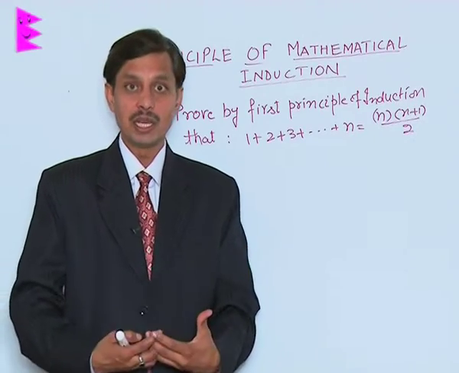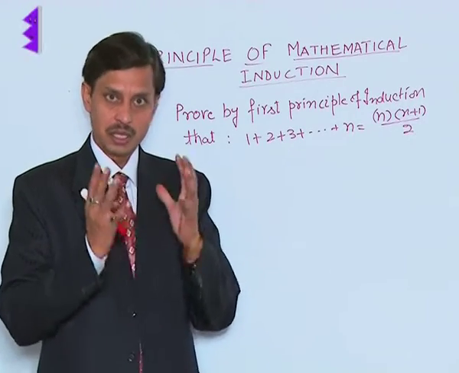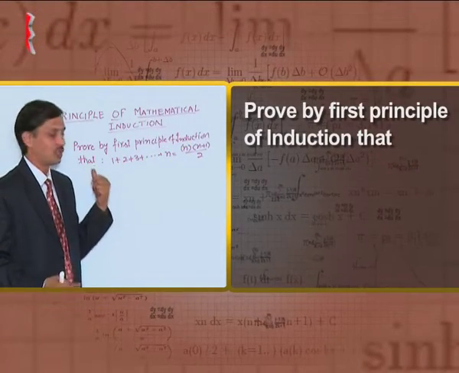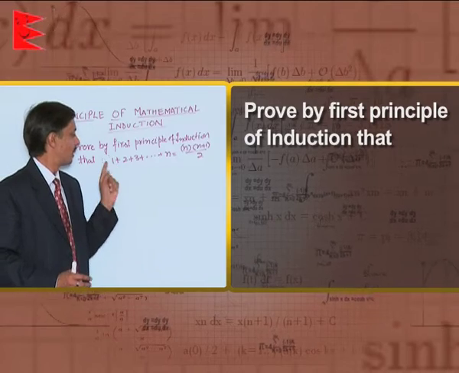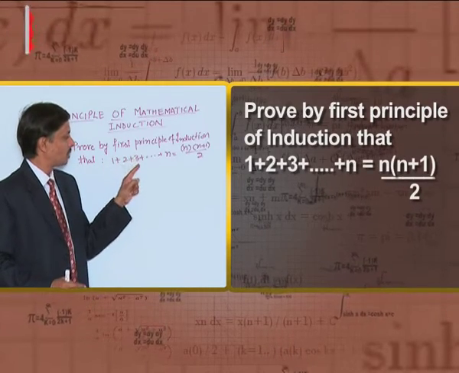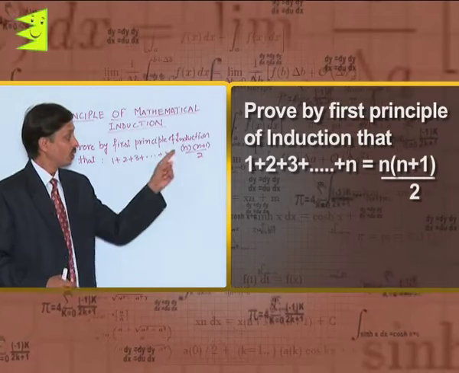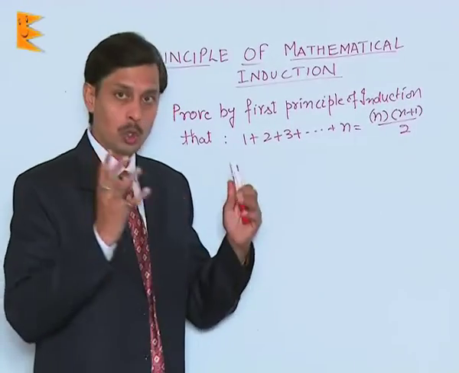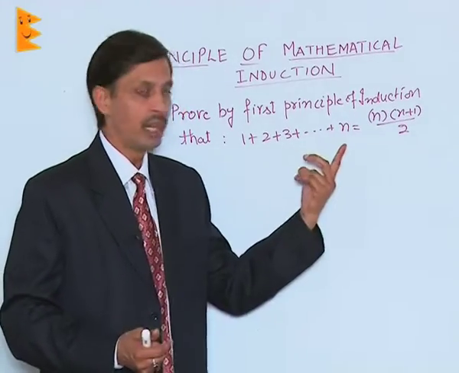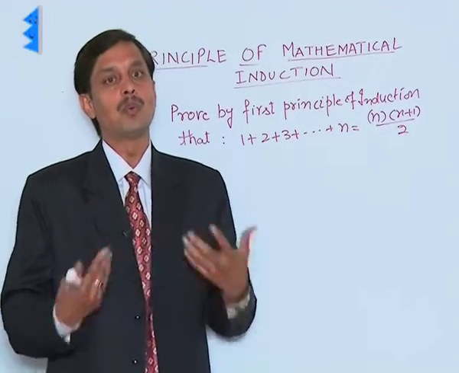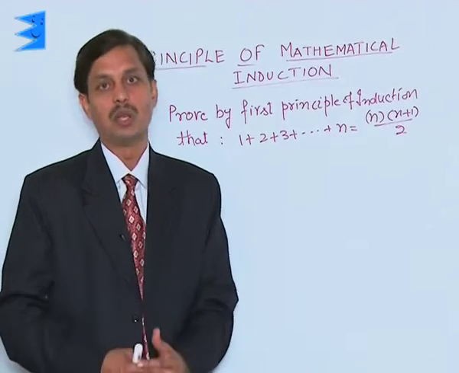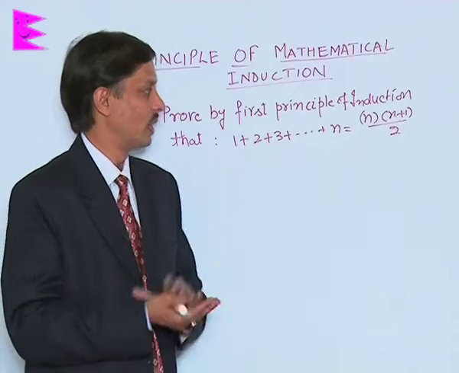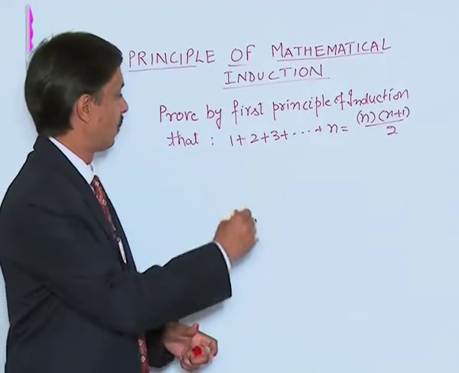So why not take an example to make this concept clearer. Prove by the first principle of mathematical induction that the sum of natural numbers 1 plus 2 plus 3 plus dot dot plus n is equal to n into n plus 1 upon 2. This is the statement because it is always true. It is true for the first natural number, for the first two natural numbers, for the first 100 natural numbers, or the first 1000 numbers, whatever it is. So to prove it, there are a certain number of steps to be followed.